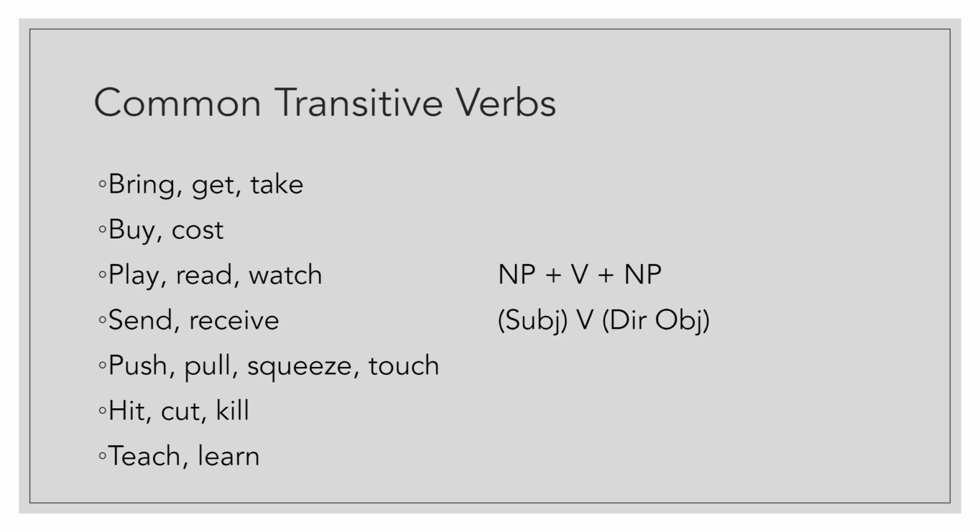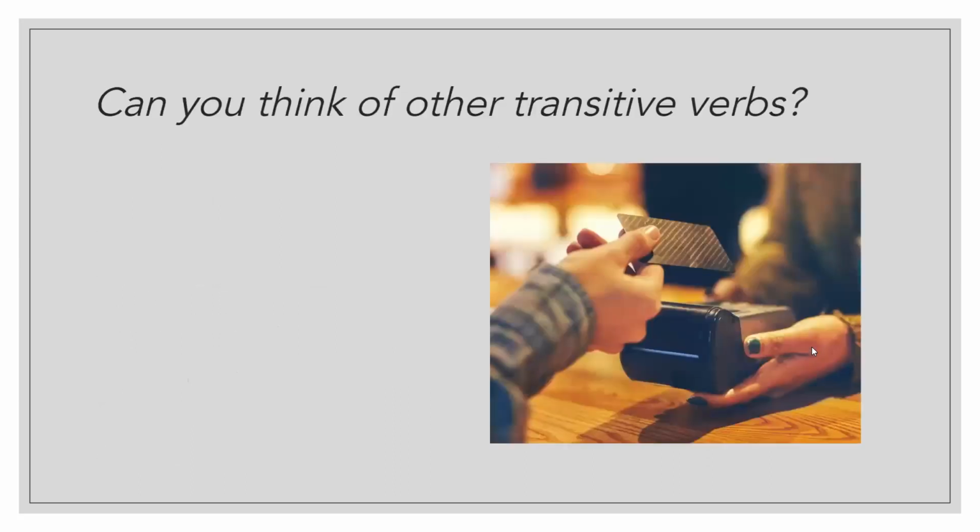I need to say I bought something. I bought it. I bought some, right? I bought a lot of stuff, right? I bought some things, but you need a noun phrase after that verb. That noun phrase will be a direct object. So the transitive verb pattern will be subject, verb, direct object. You have a noun phrase on either side of the verb, okay?